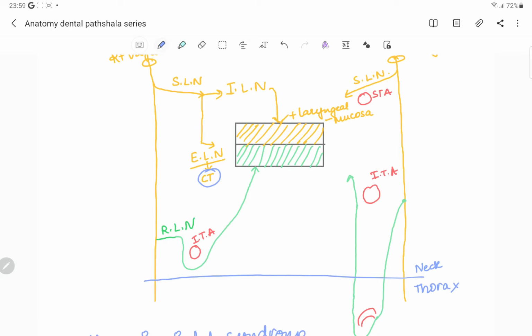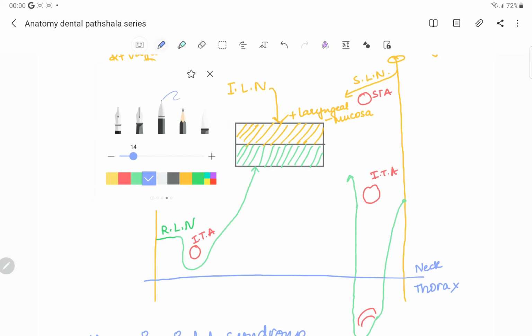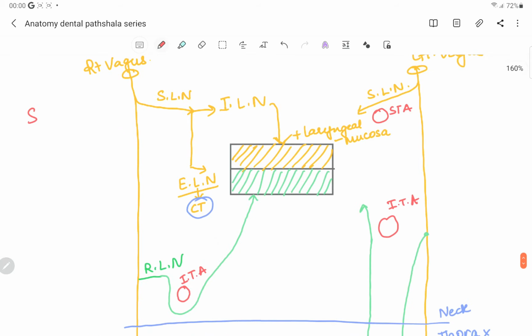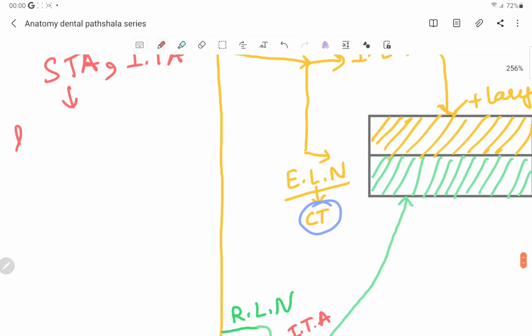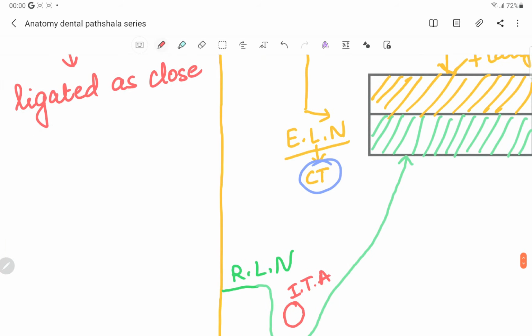And we have also studied that the external laryngeal nerve follows the superior thyroid artery, which is the first branch of the external carotid artery. So if you are doing a thyroidectomy, we have to prevent injury to this nerve. The superior thyroid artery should be ligated, as well as the inferior thyroid artery. The protocol has changed. They should be ligated as close to the thyroid gland as possible in a thyroidectomy procedure.